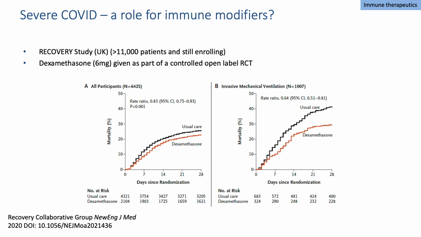Well, the first clue that this might be possible comes from the RECOVERY study, a very large trial still enrolling in the United Kingdom, in which dexamethasone was given as part of a controlled open label randomized trial. The outcome of this, I suspect, is well known to you. In an all-comer analysis, patients receiving dexamethasone were less likely to die, shown in panel A, and this was particularly evident in panel B in those undertaking invasive mechanical ventilation.